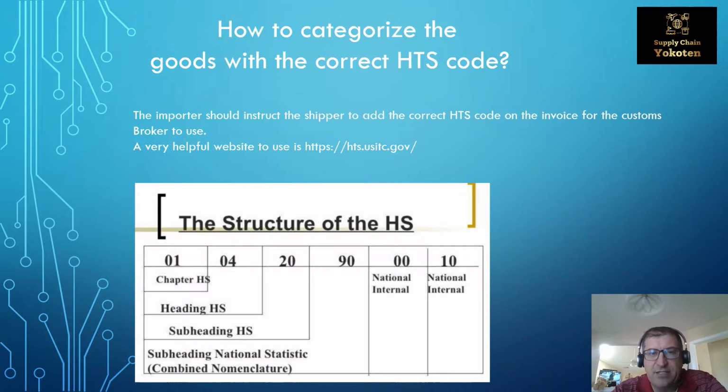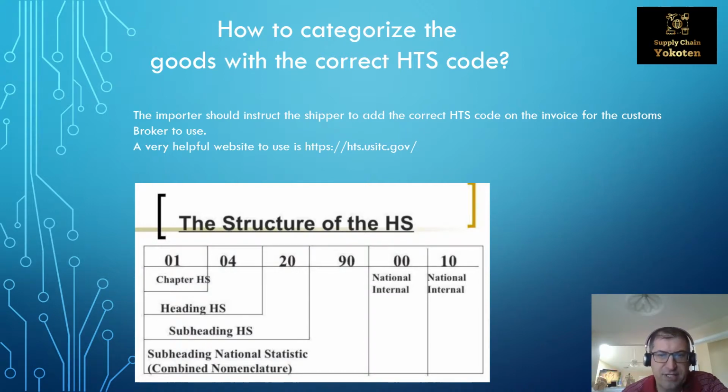How to categorize the goods with correct HTS codes. The importer should instruct the shipper to add the correct HTS code on the invoice for the customs broker to use. A very helpful website for classifications is hts.usitc.gov. From this site you can just plug in a search on what you're importing, and it'll give you some suggested HTS codes to use.